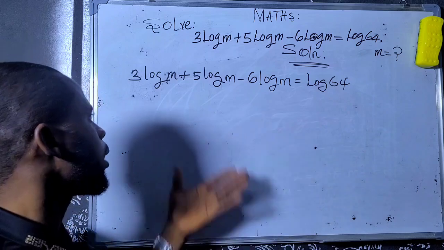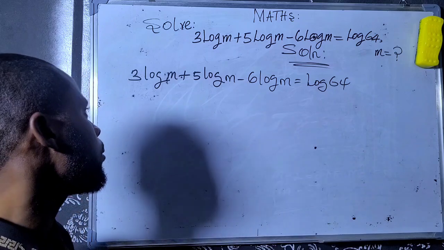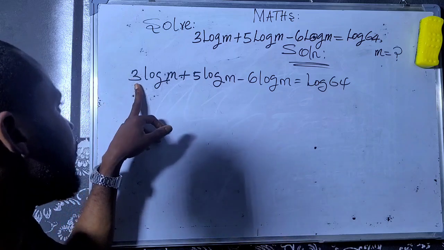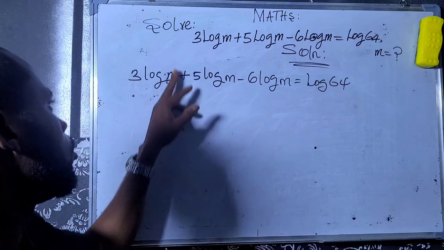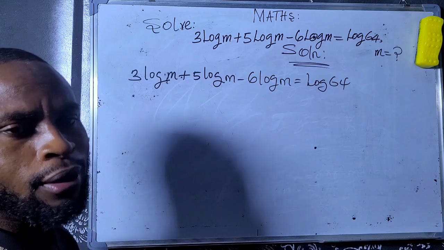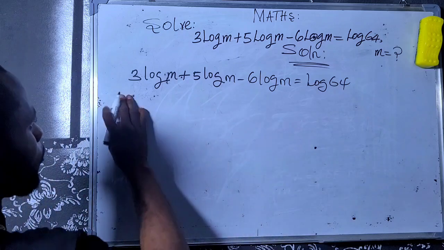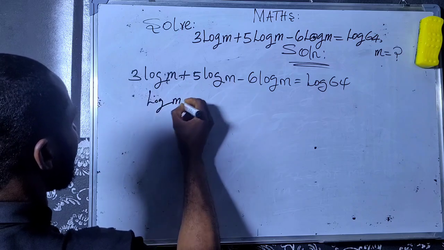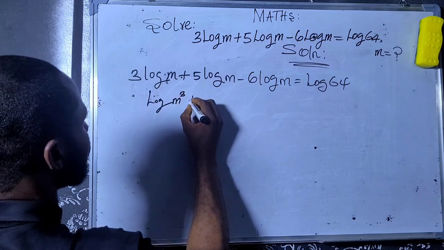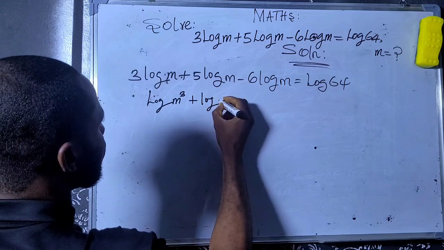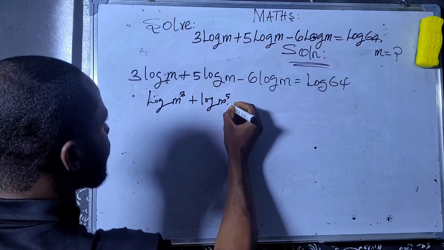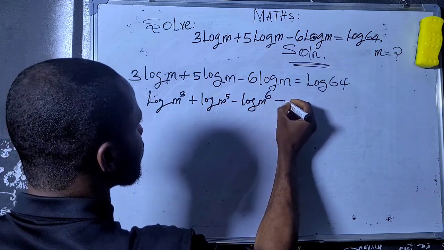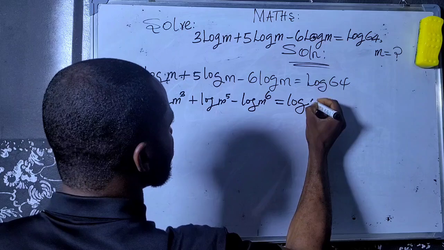Here, the first thing we need to apply is the power rule. That is, we are going to return these numbers at the back of the log to become the powers of the arguments. That is, here we are going to have log m to the power of 3 plus log m to the power of 5 minus log m to the power of 6 equals log 64.